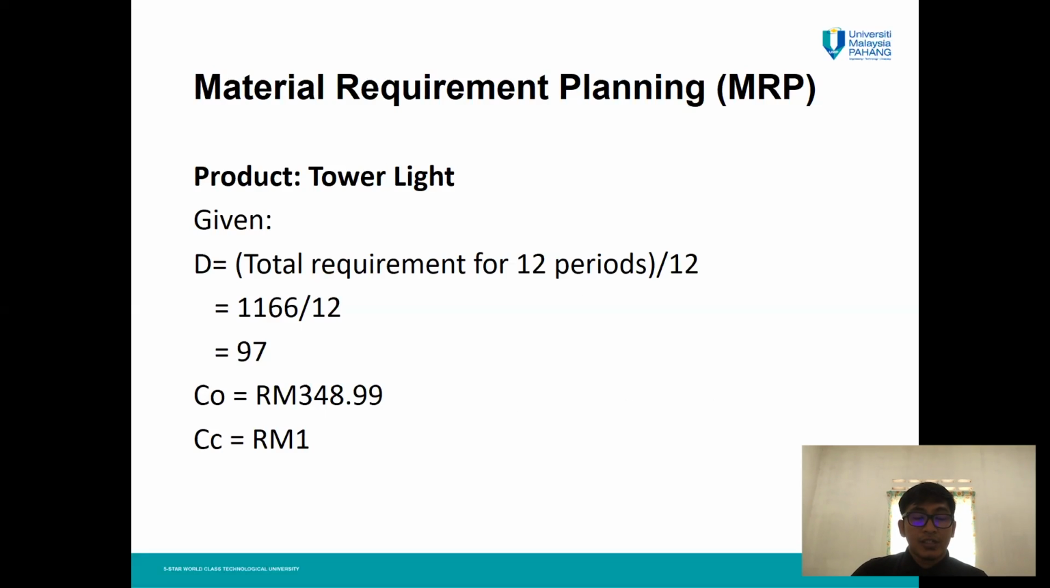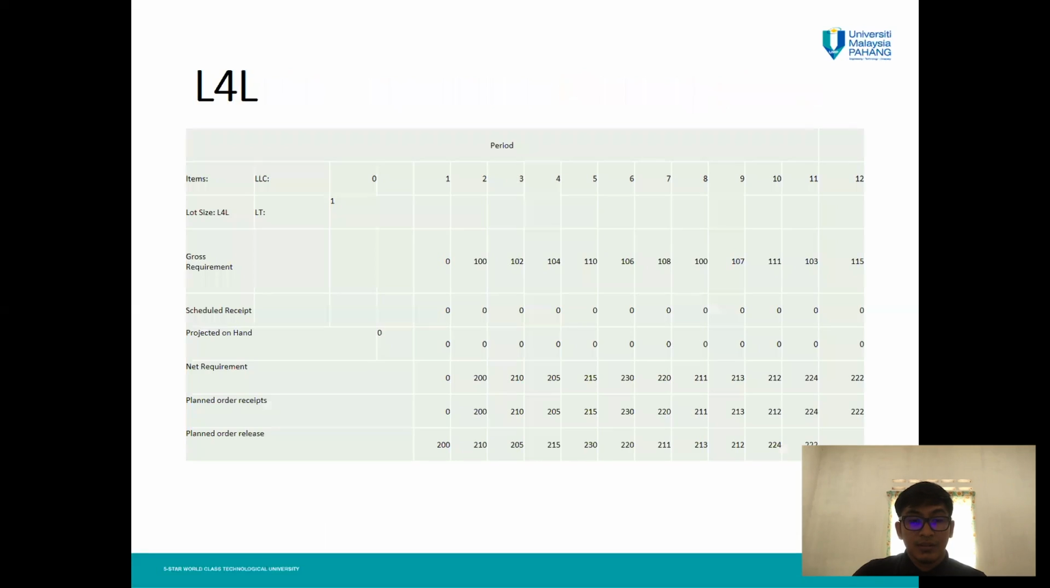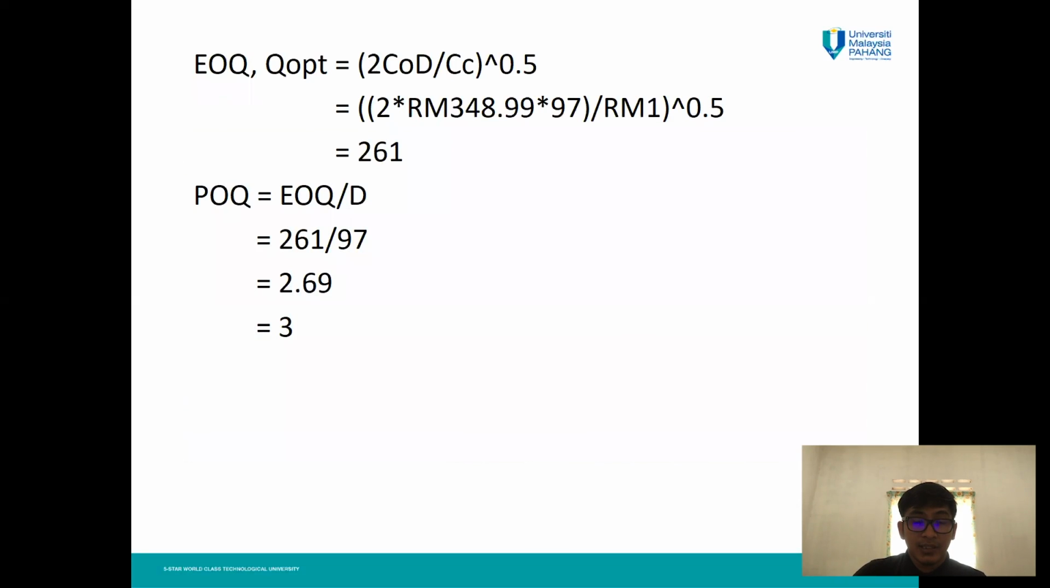So as you know that our product is a tower light, the given demand will be the total requirement for 12 periods divided by 12, and we get the value of 97 units, and the ordering cost will be RM348.99, and the carrying cost will be RM1. So next is the L4L table. As you can see here, the period covers 12 months. The net requirement is the same as the planned order receipt for the L4L table.